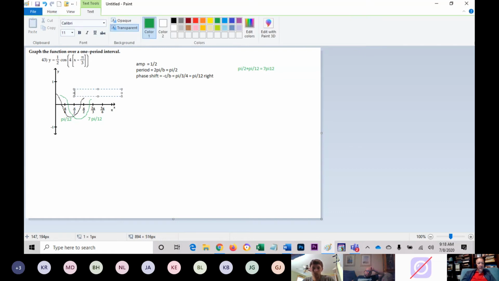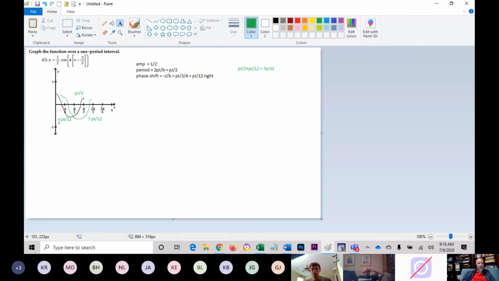So pi thirds, that's actually a spot that we're going to want. I'll leave that there. My graph's off a little bit because it's too hard to draw with a finger. Where does it cross the axis here? It's going to be in between pi 12ths and pi thirds, right? It's going to be halfway in between those. So that's the same thing as 4 pi 12ths, so 5.